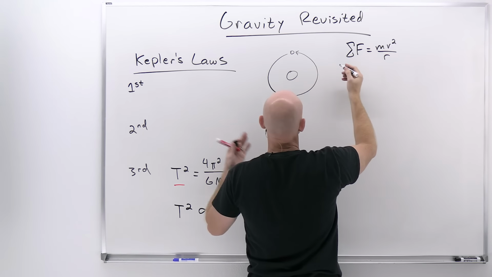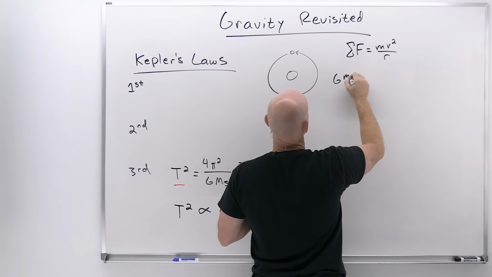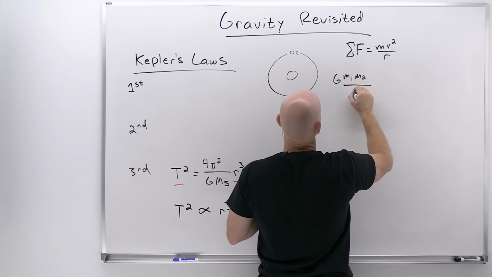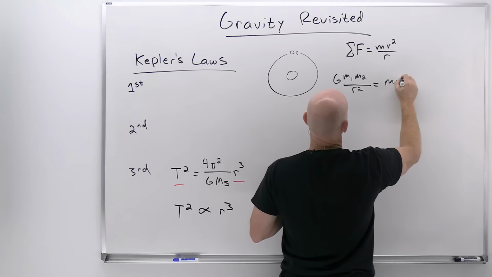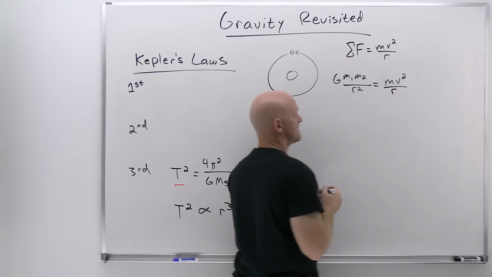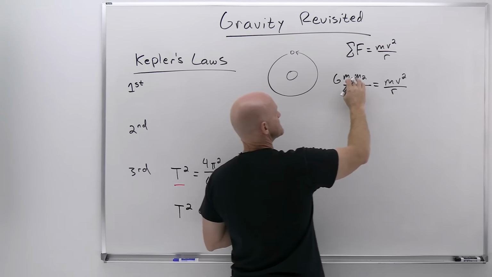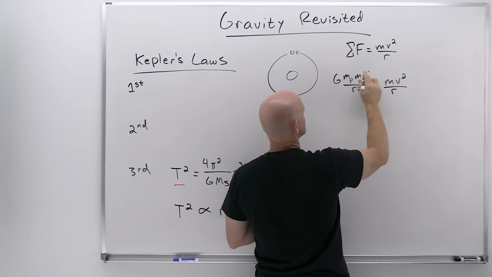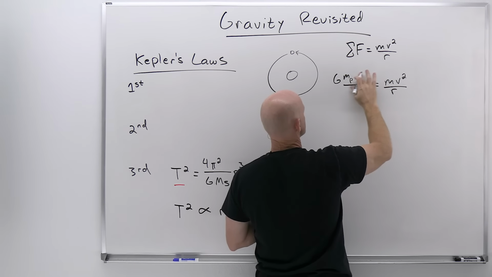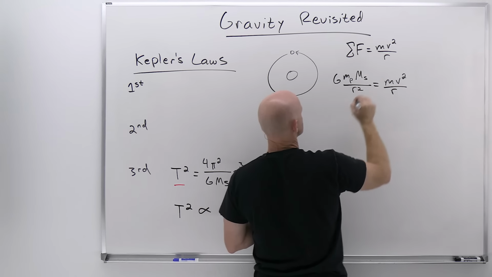In this case, those forces only comprise gravity, and so that's G m1 m2 over r squared equals mv squared over r. Now, a couple things here. In our case, one of these m's is the mass of the planet, and one of them is the mass of the sun. It's customary to capitalize the mass of the sun.